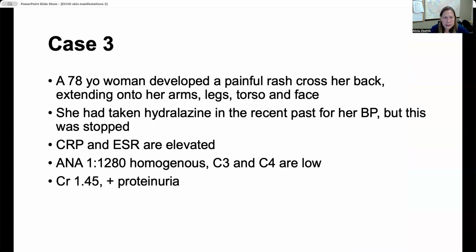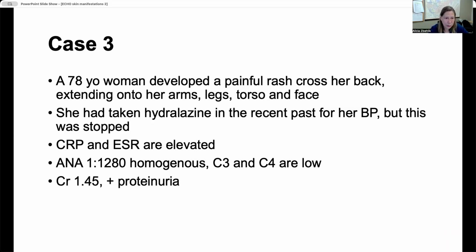Next slide, please. So moving on to another case. Case 3, this is a 78-year-old woman who we saw as an inpatient. She developed a painful rash across her back over the course of several months, extending onto her arms, legs, torso, and face. She was very frustrated, in a lot of pain, quite miserable. And she had started hydralazine in the recent past for her blood pressure. And she'd stopped this and the rash hadn't gone away.